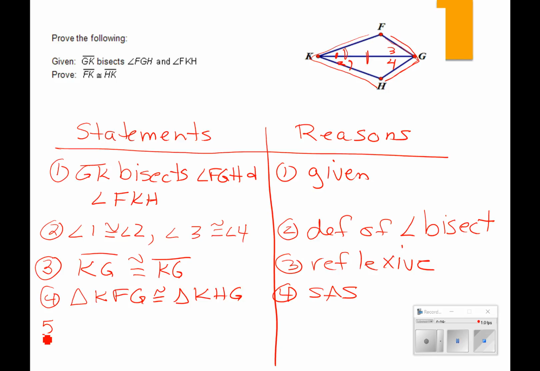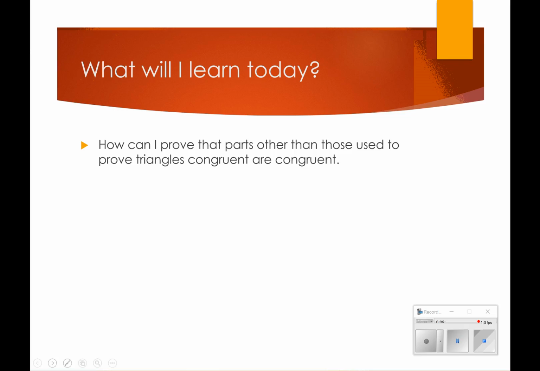And now that those are congruent, I can use the CPCTC to say that FK is congruent to HK by CPCTC, which says that congruent parts of congruent triangles are congruent. So we proved the triangles were congruent first, and then we were able to say that the sides were congruent.